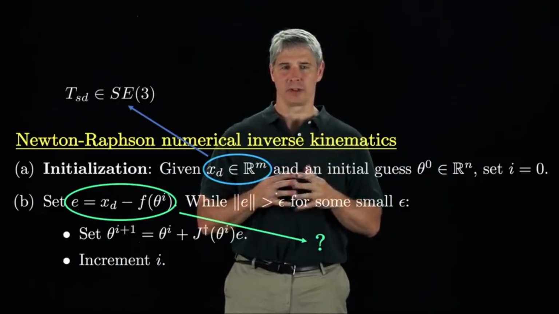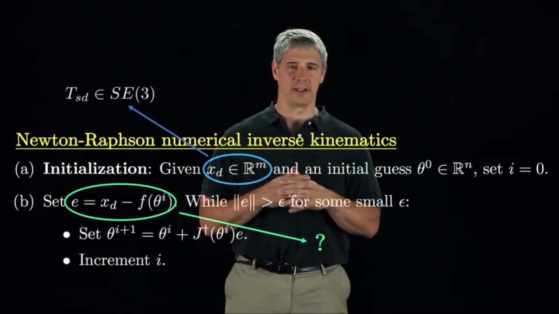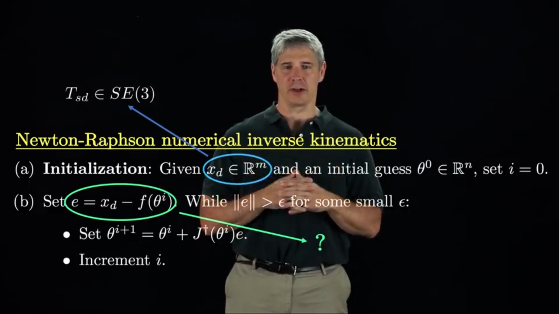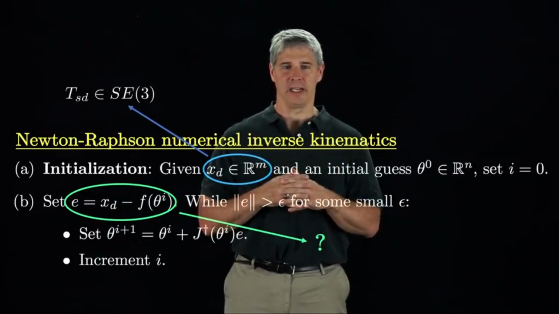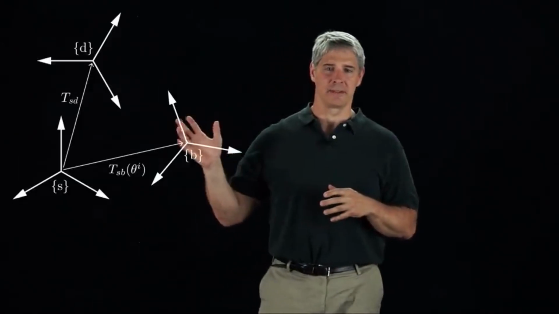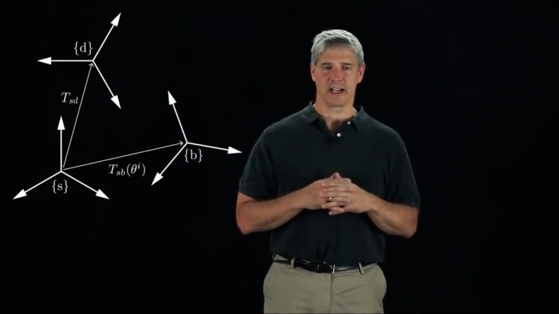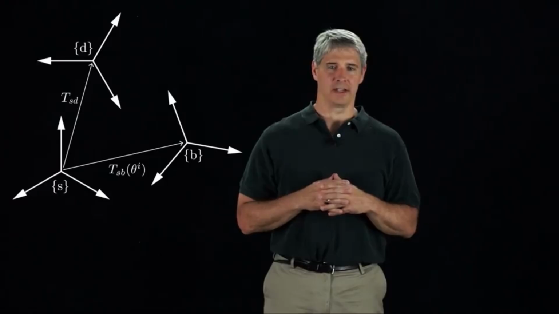The proper way to interpret E is as a velocity which, if the end-effector followed it for unit time, would move it from the current configuration f of theta I to the desired configuration xd. For our modified algorithm, we need to find the twist that would take the end-effector B frame to the desired frame in unit time. Let's illustrate using these three frames. The S frame is fixed in space. The D frame is the desired configuration of the end-effector, and it is represented in the S frame as TSD.